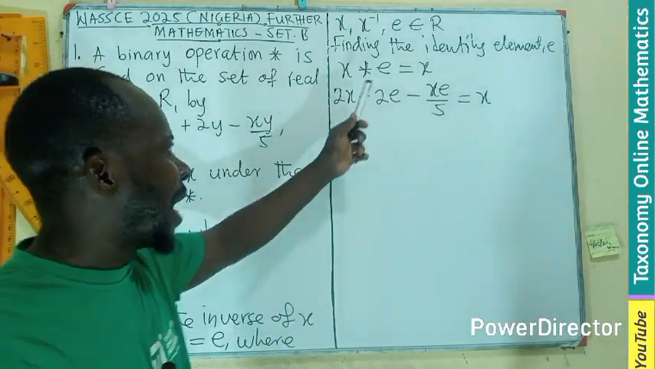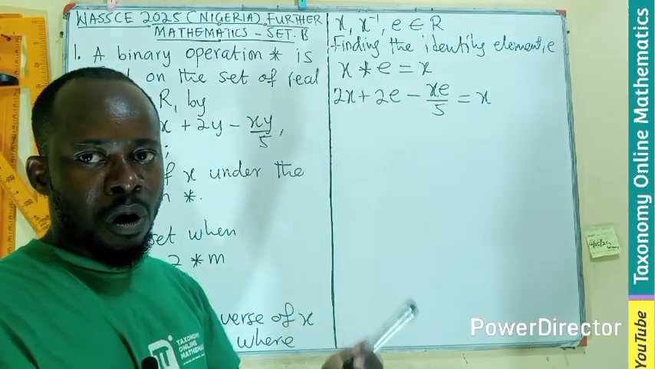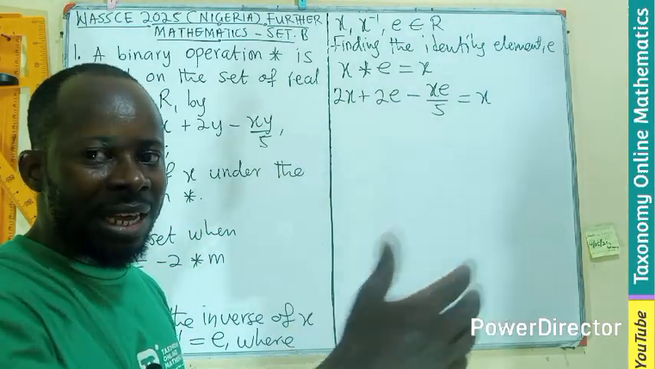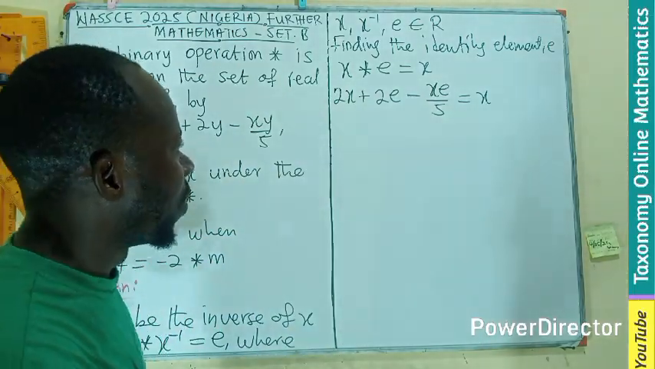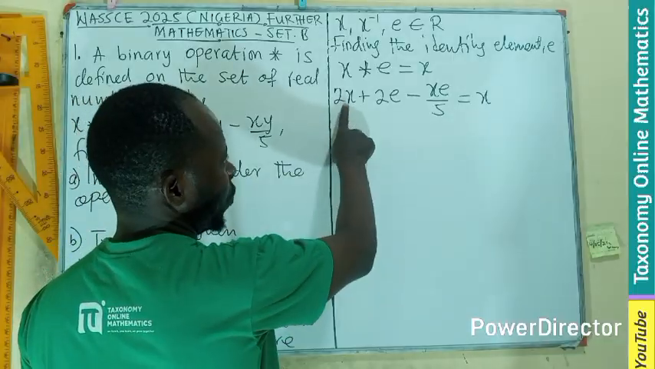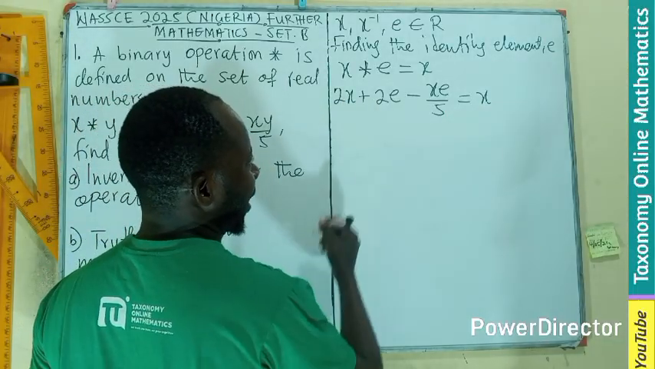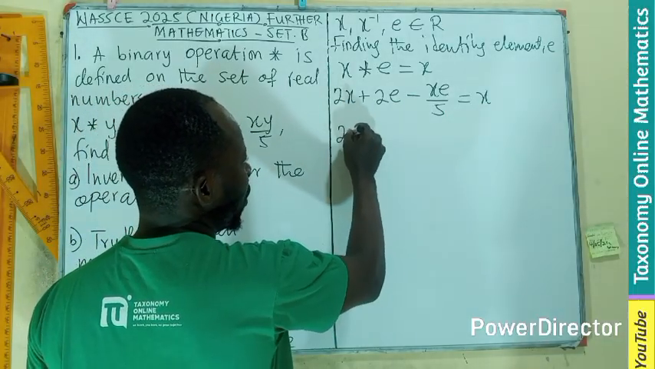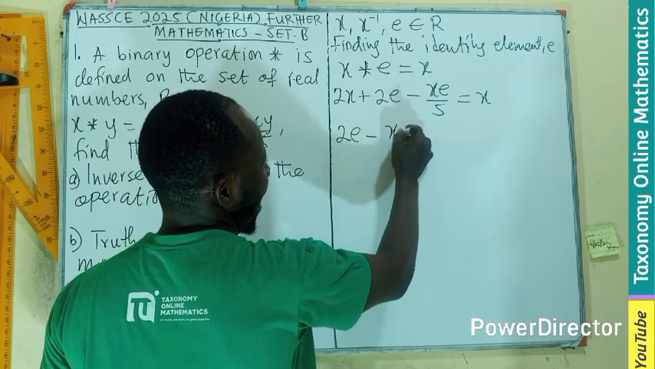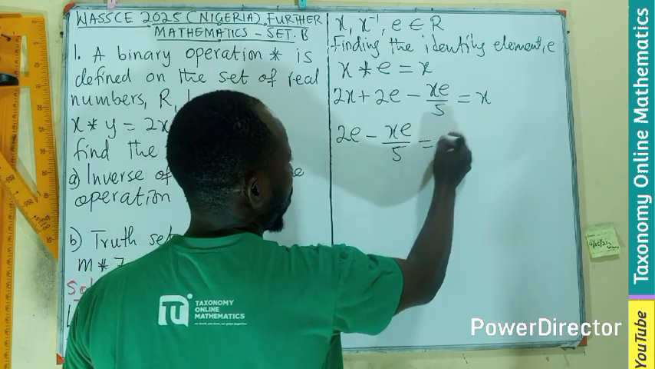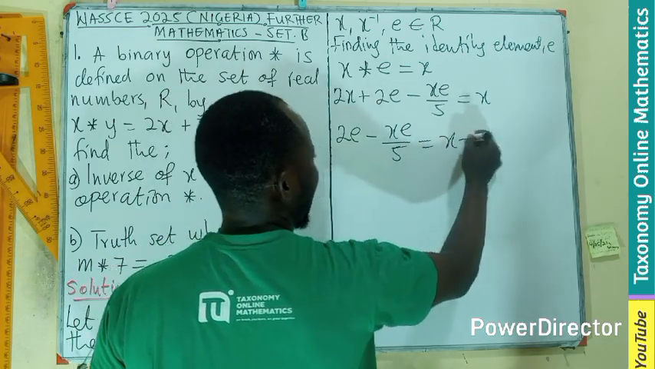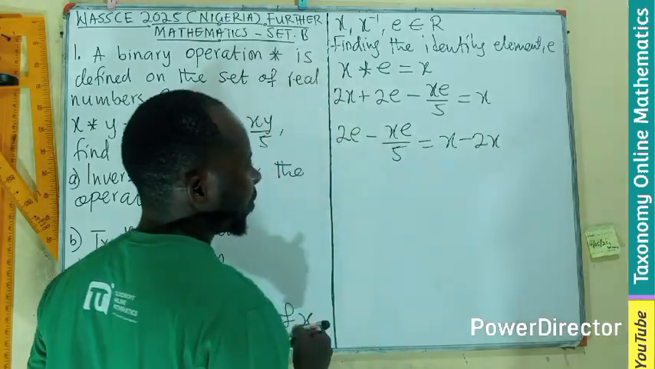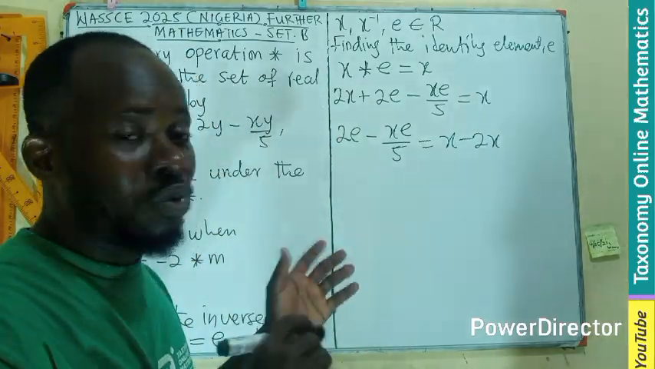So now we are finding e. All we need to do is to isolate e on one side. We can subtract 2x from both sides. That will make 2e minus xe over 5 equals x minus 2x.